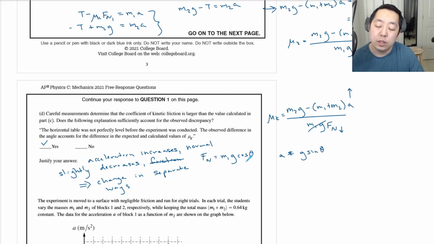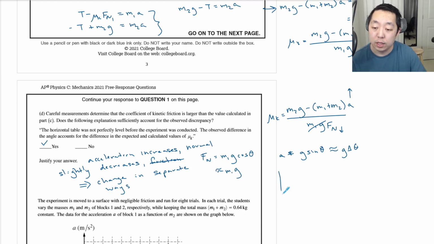Actually, one way to think of it is for very small angles. Here, we'll use a small angle approximation if you want to think of it that way. I didn't think about this before, but for small angles, this is g delta theta, and for small angles, this is really m1g. The normal force doesn't change very much.